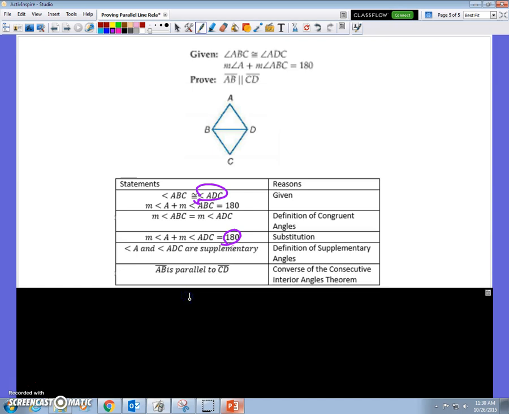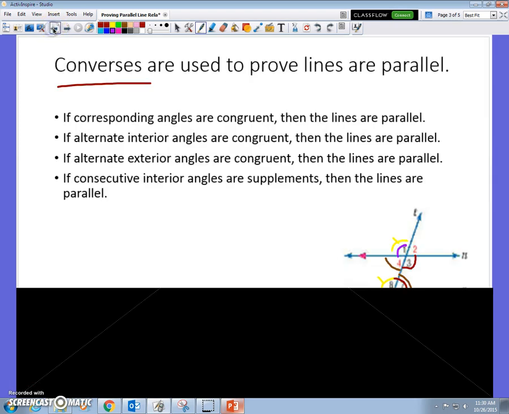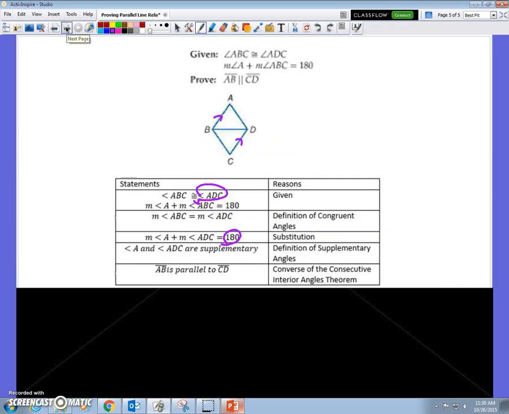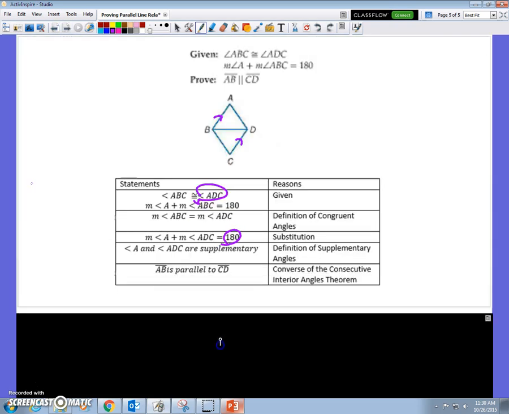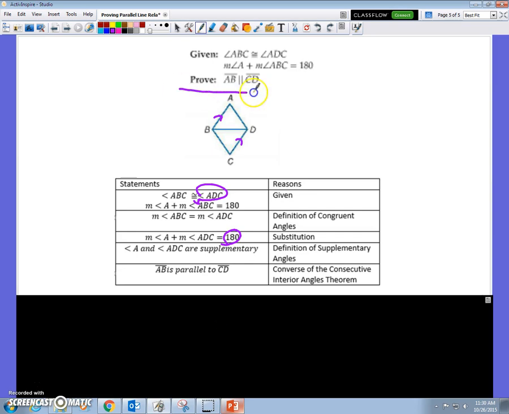Finally, if I'm trying to show that AB and CD are parallel, my consecutive interior angles theorem says that if those angles are supplementary, then they must be parallel. If the interior angles are supplementary, it must be parallel lines. So once again, if you're proving that lines are parallel, you're going to have to use the converse of the theorems that we've been talking about. These are just going to take practice, a lot of practice. That's it for today.